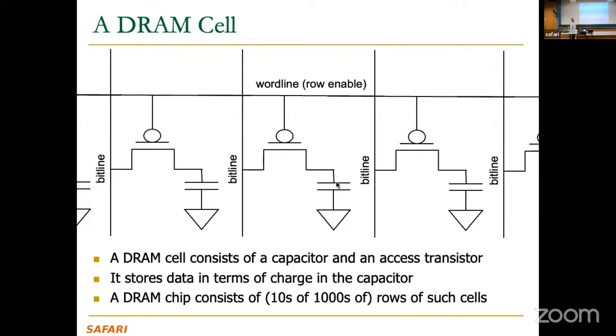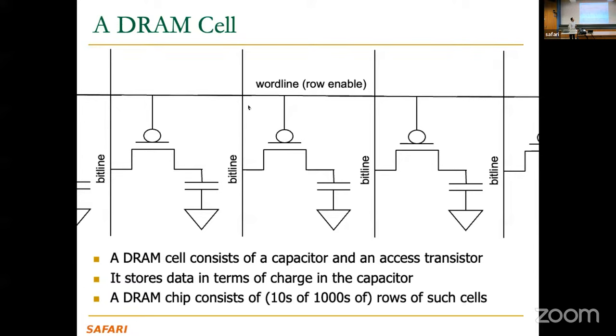And do you think it remains for a long time? The answer is not so long. It can store data for some time in the order of milliseconds based on the specifications. We will dive deep into those in today's lecture. And basically you need to once in a while access this capacitor and refresh the charge stored there. And in a typical DRAM chip, we have tens of thousands of these rows. So you have many DRAM cells.